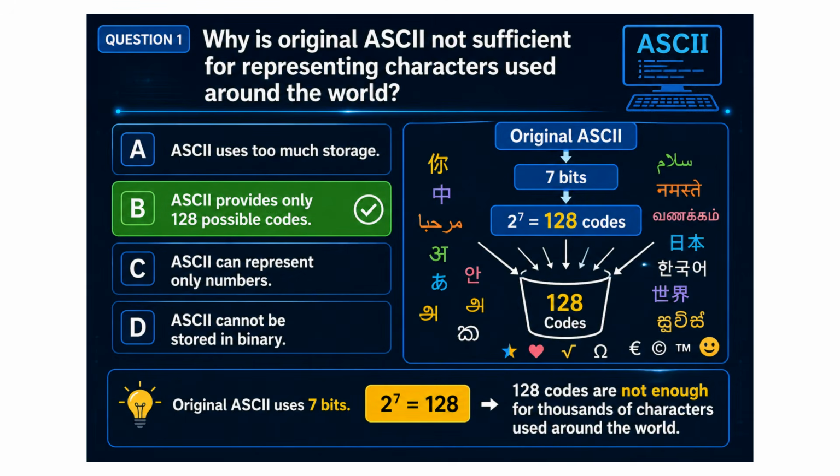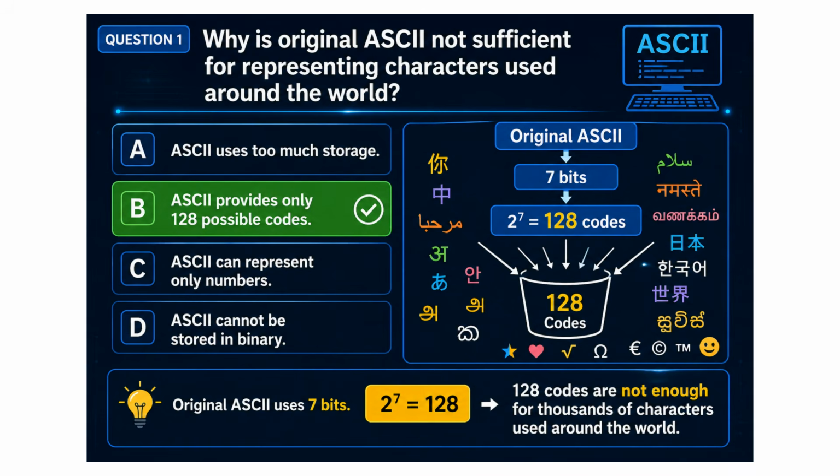Question 1. Why is original ASCII not sufficient for representing characters used around the world? The correct answer is B. ASCII provides only 128 possible codes. Original ASCII uses 7 bits. With 7 bits, we can create 2 to the power of 7 combinations. That gives us 128 possible codes.